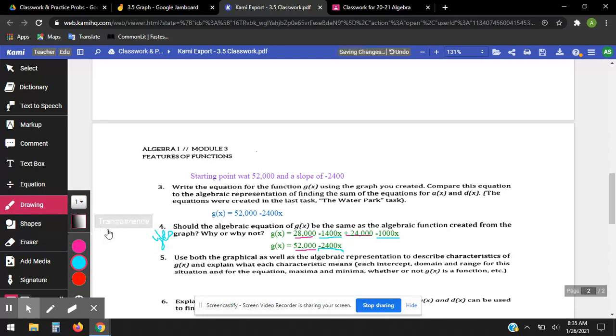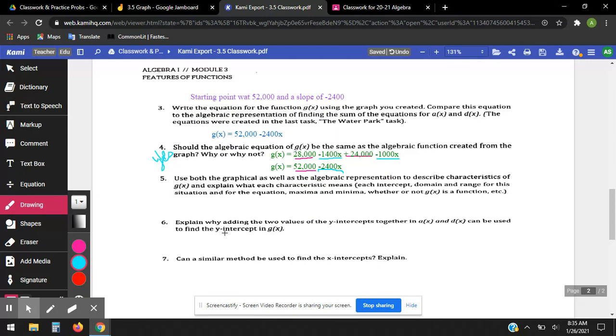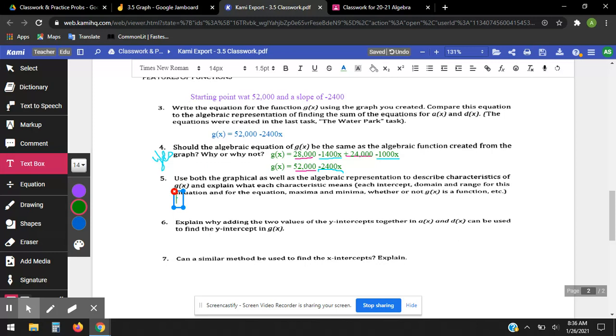All right. Use both the graphical as well as the algebraic expressions to describe the characteristics of g of x and explain what each characteristic means. So the intercept, domain, range, etc. Well, one thing we haven't figured out is we got our y-intercept, 5,200, but we haven't figured out our x-intercept. So I'm going to figure out the x-intercept up here, and then I'm going to go down below and fill in all my information. To figure out my x-intercept, I need to have when g of x equals 0.